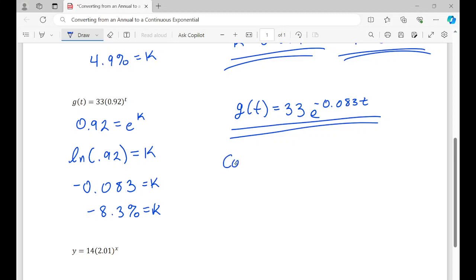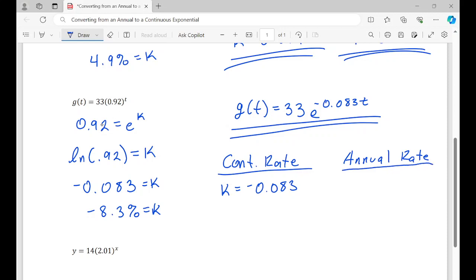So my continuous rate, which has already been done, is k equals negative 0.083. And for the annual, we just take b, which is 0.92, and subtract 1. And so I'm going to end up getting a negative 0.08 for r. So there's my annual rate, and there's my continuous rate.